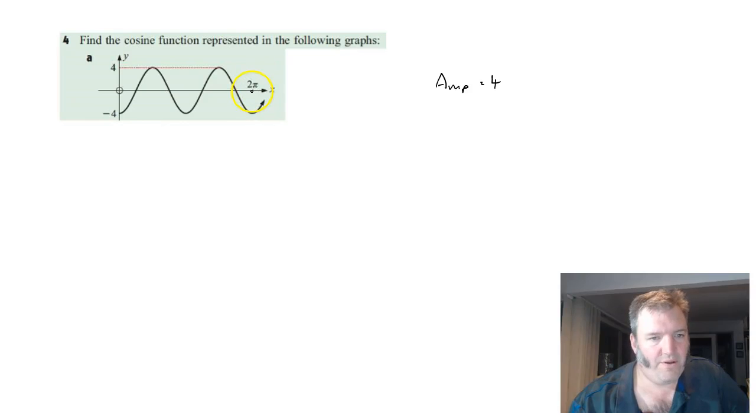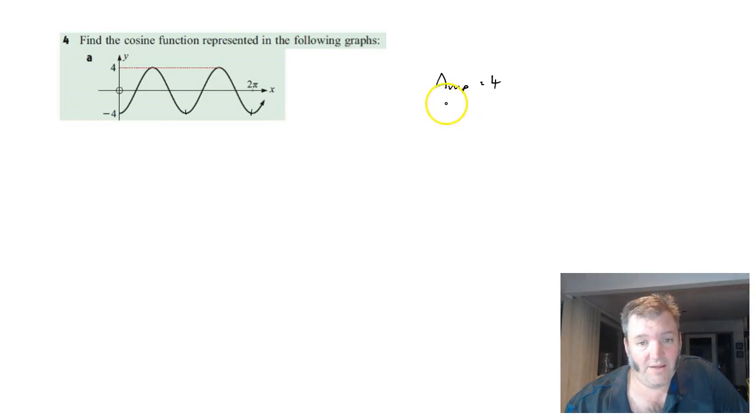Now, what else have I got? The period is how long it takes to repeat. Now, it looks to me like that's one there and another one here. Looks like it's taken 2 pi to repeat 2 cycles. So the period is only pi.